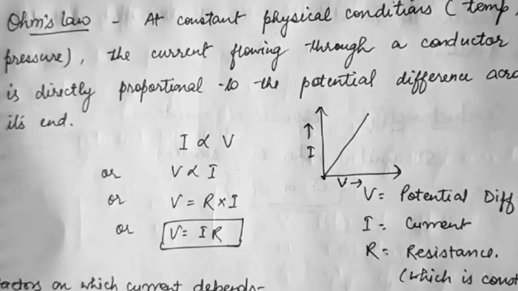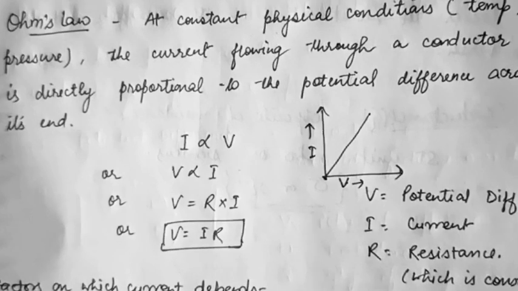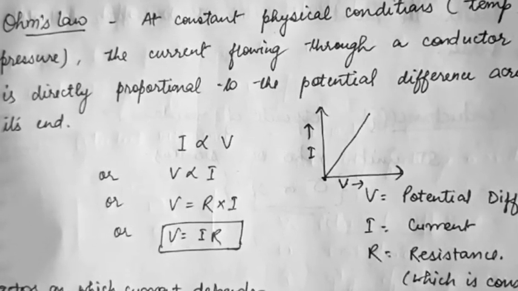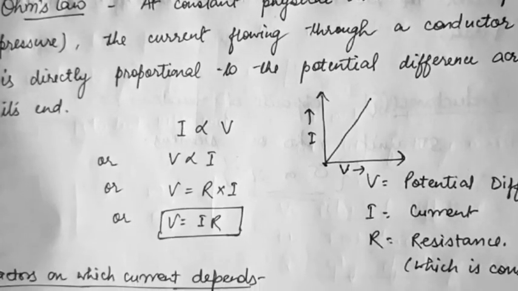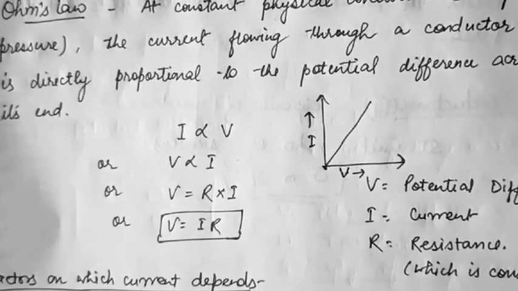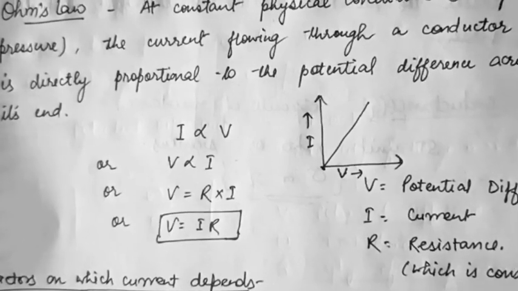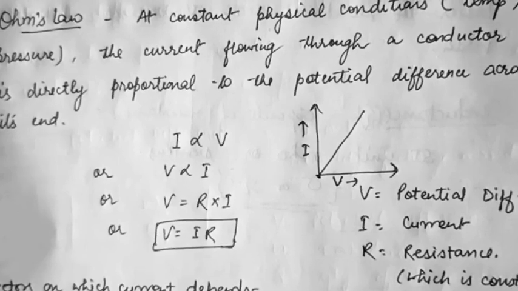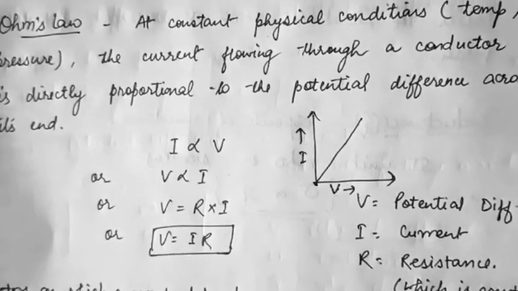Hello students, in part 1 of electricity we tried to understand what charge, electric potential and electric current are. A quick recap: what is potential difference? It is the work done to move a charge from one point to another inside an electric field. And what is current? Current is the movement of charge, or you can say the flow of charge.